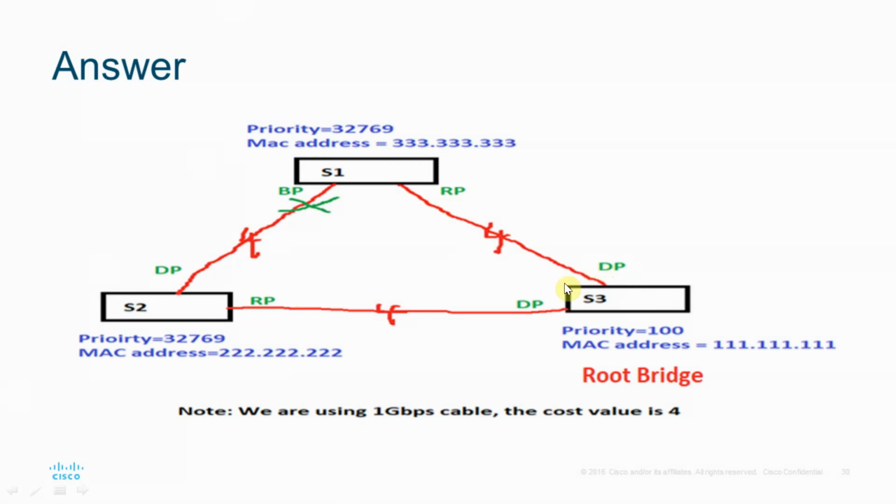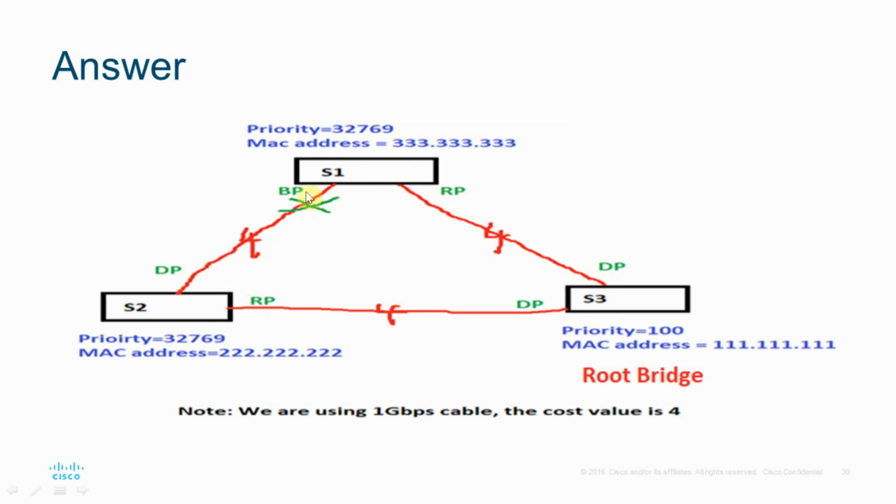For S3, both are designated ports. Why? Because this is the root bridge, and the root bridge has only designated ports. Close your eyes and write DP for the root bridge. Open your eyes and see S1. S1 is connecting to S3. This is the shortest path because the cost is 4. If you go through the other way, we get 4 plus 4, 8. So this will be the root port. For S2, this is the shortest path to reach S3, with cost 4, so the root port is this one.